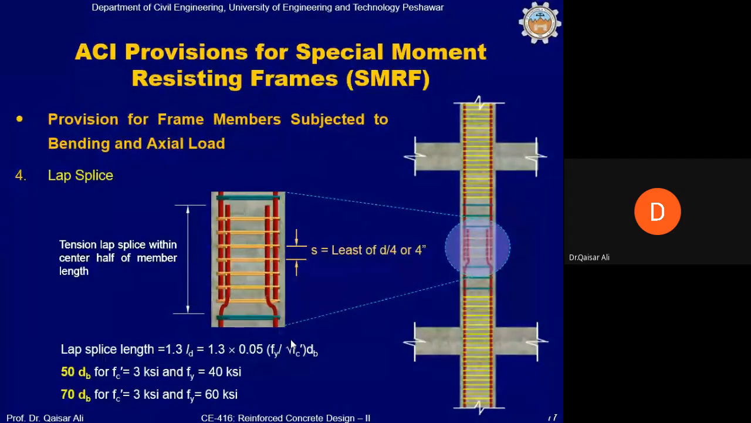lap length. And when this lap length is provided, the length of the lap shall be equal to 50 diameter of the bar for 3 ksi, and F is equal to 40 ksi, and 70 bar this. And the spacing within the lap shall be equal to spacing of stirrups, spacing of ties shall be at least equal to by 4 or 4 inch.